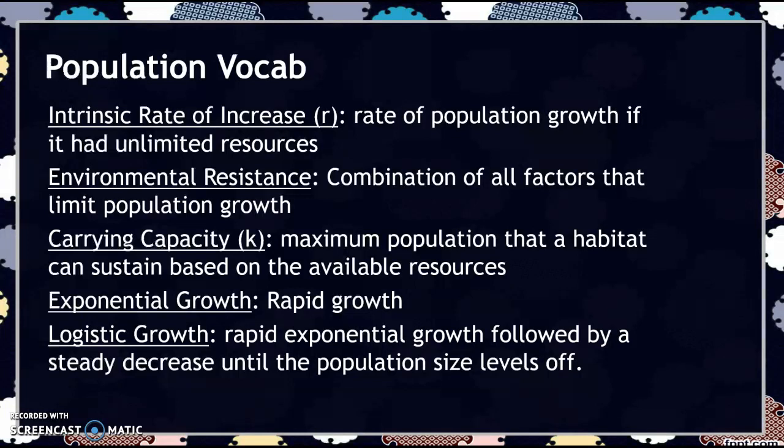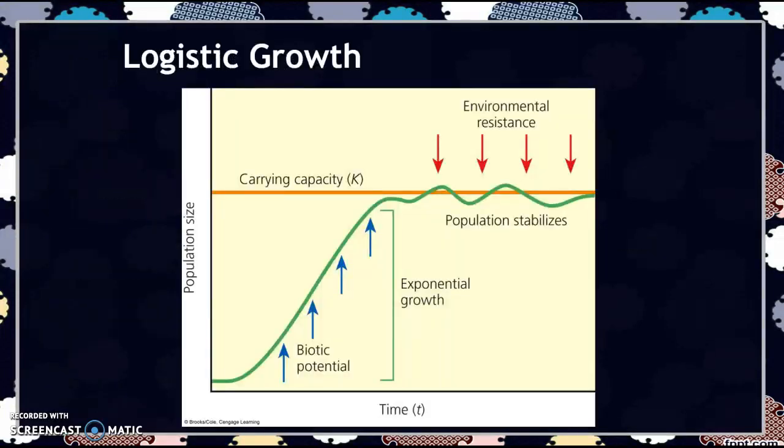Exponential growth is rapid growth, and logistic growth is rapid exponential growth followed by a steady decrease until the population size levels off. So this would be an example of logistic growth. We have this increase, and then we start to level off at carrying capacity. You'll notice that my stable population, it still fluctuates. So we still see this little back and forth, but it is around that carrying capacity. It never goes too high or too low.